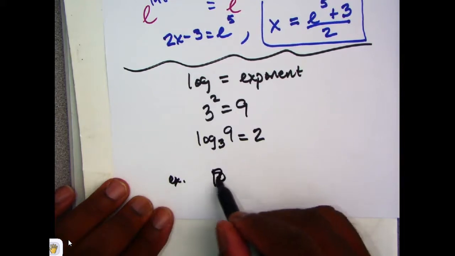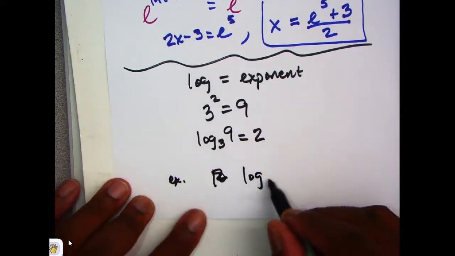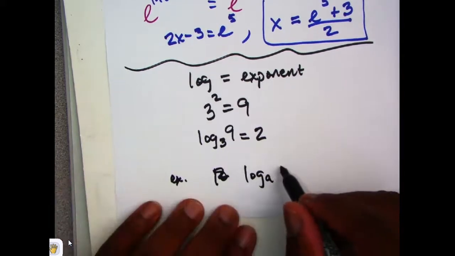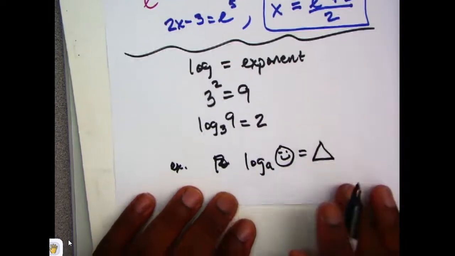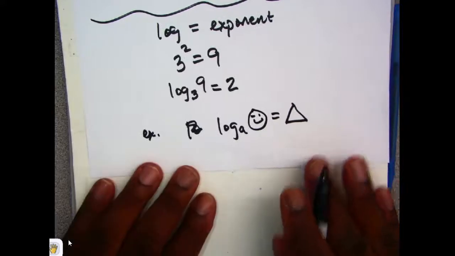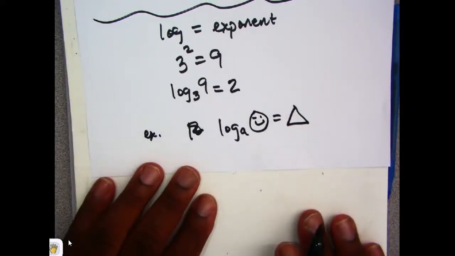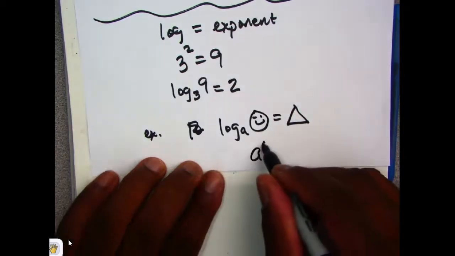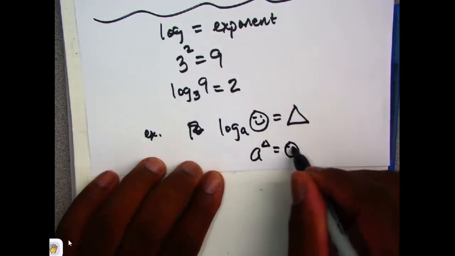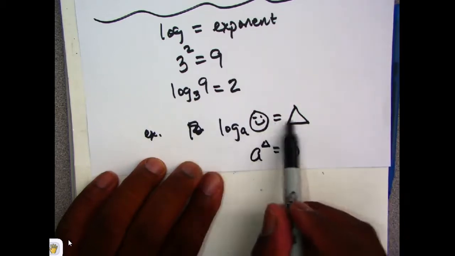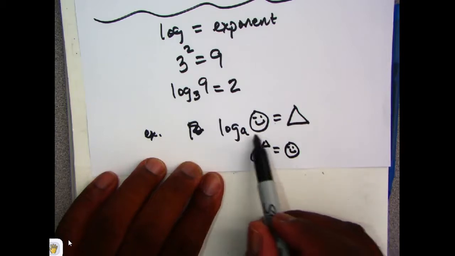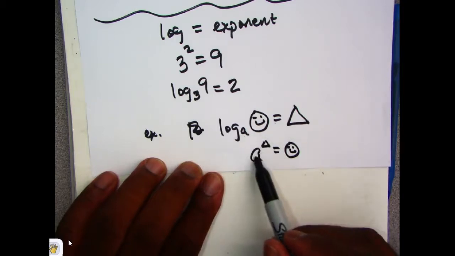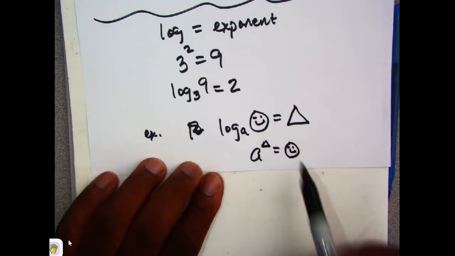Let's say you had log base A of happy face is equal to triangle. How would you write this as an exponent? A to the triangle is equal to happy face. A log equals the exponent, so I know that the triangle is my exponent. Here's my base. My base is A. My base to the exponent is going to equal that.